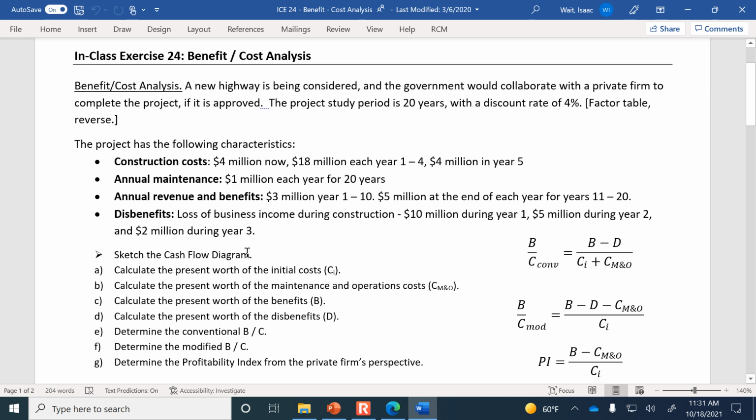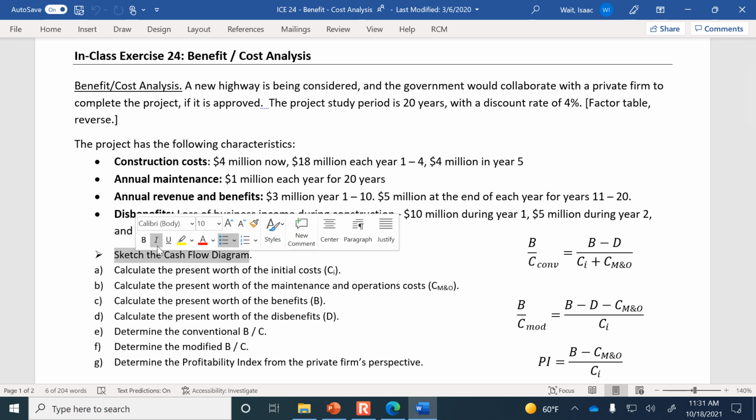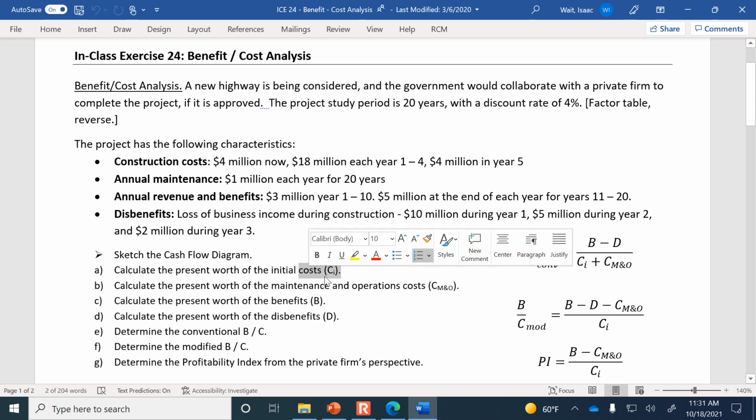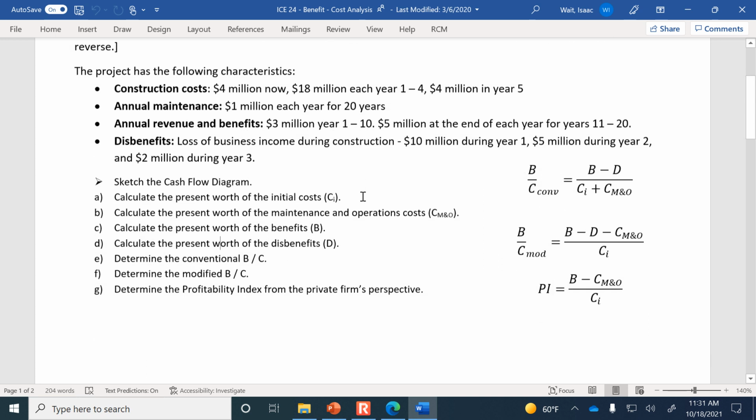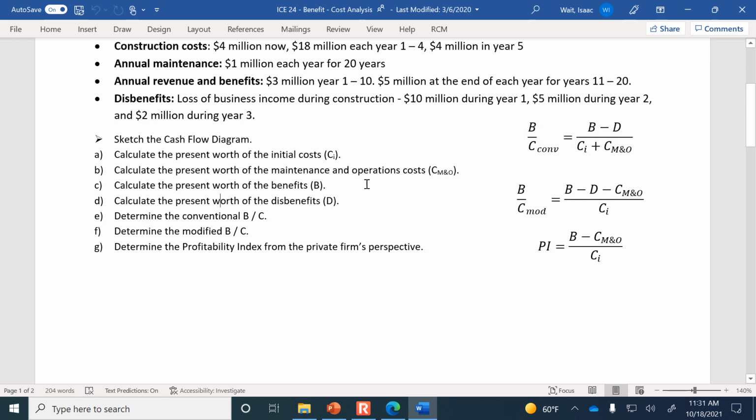So my first suggestion is to start with a sketch of the cash flow diagram, just so you can see all of the time value of money conversions that are going to need to be made. Then calculate the present worth of the initial costs, all of these present worths, so that you can put them into the ratios and determine whether the project is justified. The decision criteria, remember, is if it's greater than or equal to 1, then the project is suitable. If it's not, then the project should be rejected.